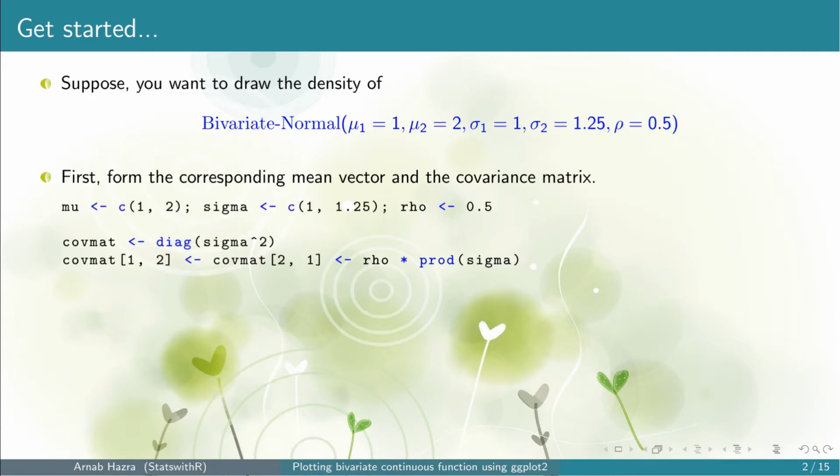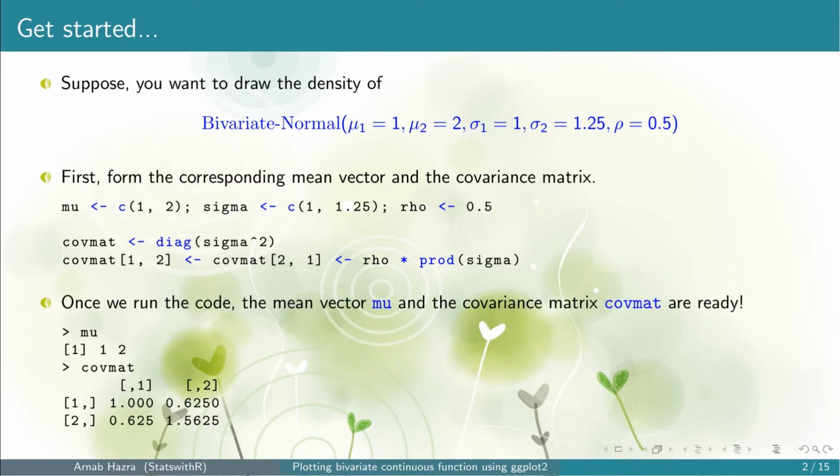First, we form the mean vector mu and the covariance matrix covmat. The diagonal elements are sigma 1 squared and sigma 2 squared, and the off-diagonal elements are the same and equal to the Pearson's correlation times the product of sigma 1 and sigma 2. Once we run the code, the mean vector mu and the covariance matrix covmat are ready to use.